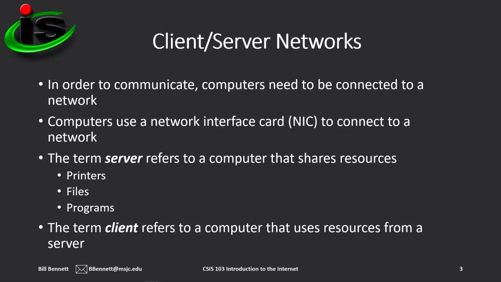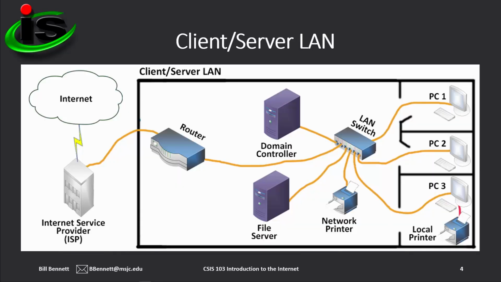Client-server networks are commonly used to connect devices in a local area network, or LAN, which is a network configuration that allows devices that are located in close proximity to each other, such as in a home or a small business, to be connected. In this figure, we're looking at a client-server LAN. On the far right, you'll see three PCs, PC1, PC2, and PC3, and note that PC3 is directly connected to a local printer. In this case, PC3 is the only computer that can print to that printer. This might represent, say, an accounting department where only the accountants have access to the check printing printer.